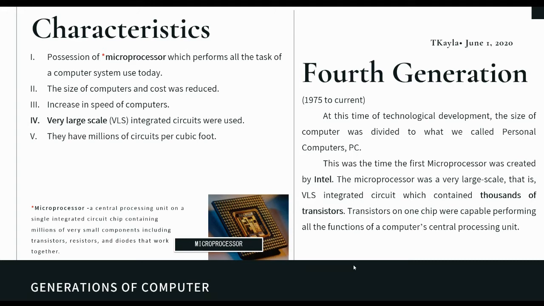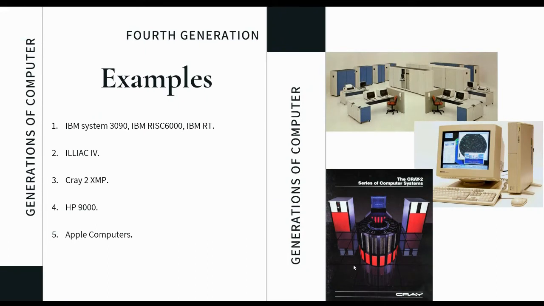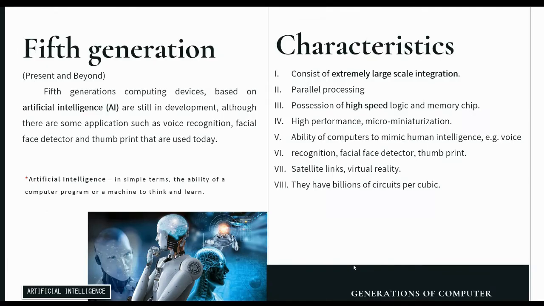Number 5. They have millions of circuits per cubic foot. The microprocessor is a central processing unit on a single integrated circuit chip containing millions of very small components, including transistors, resistors, and diodes that work together. The fourth generation computer examples are IBM System 3090, IBM RISC 6000, IBM RT, ELIAC 4, Cray 2 XMP, HP 9000, and Apple computers.